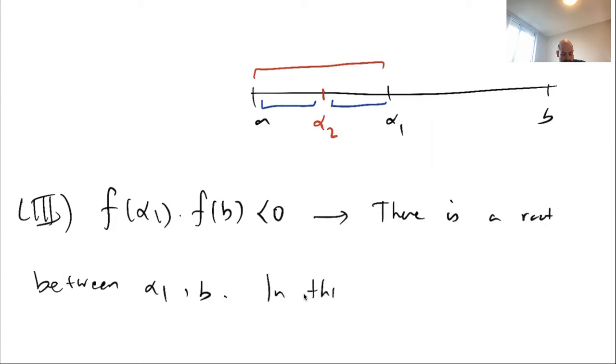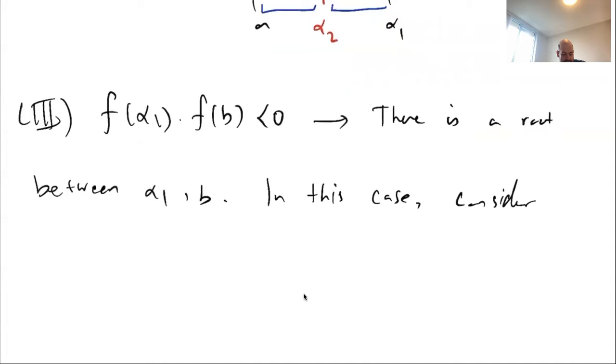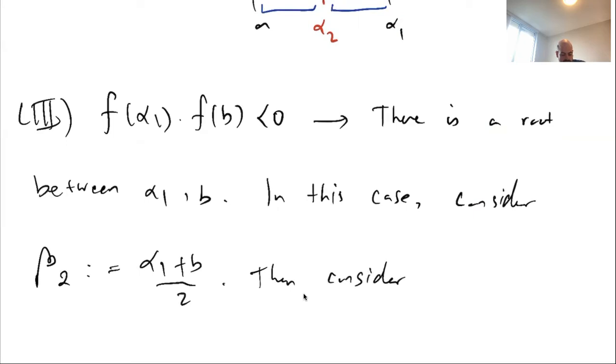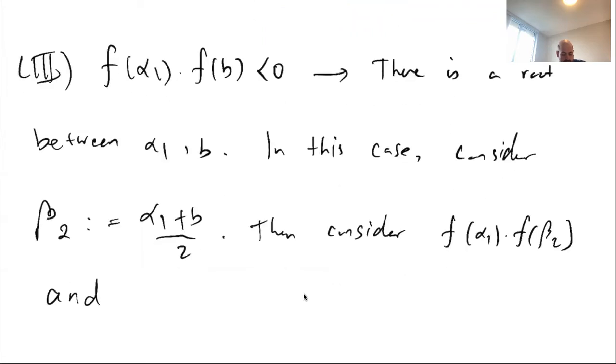In this case, consider, again, let's say beta 2 equals alpha 1 plus B over 2. Then consider f of alpha 1 times f of beta 2 and f of beta 2 times f of B to improve the estimation.